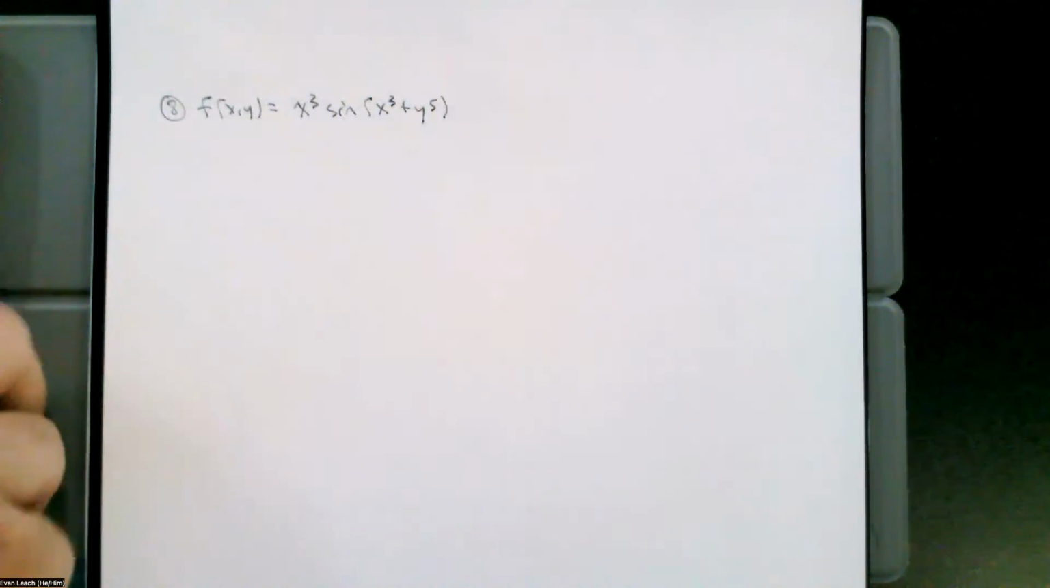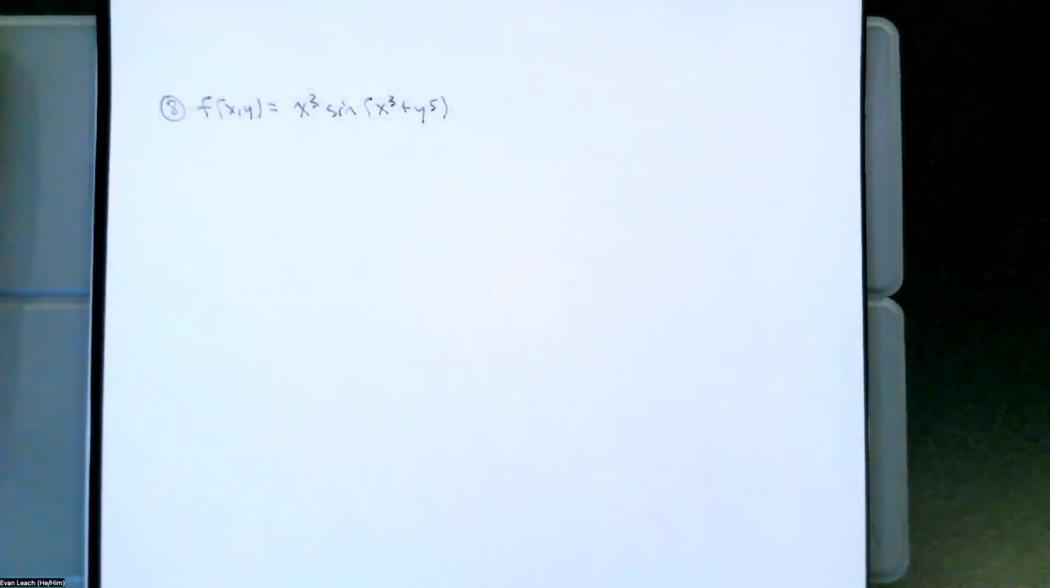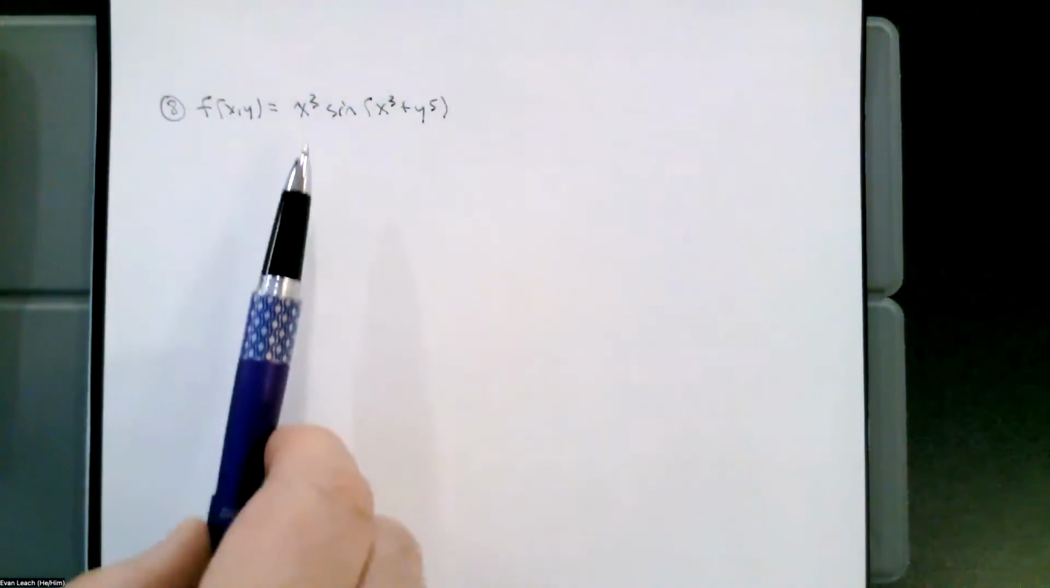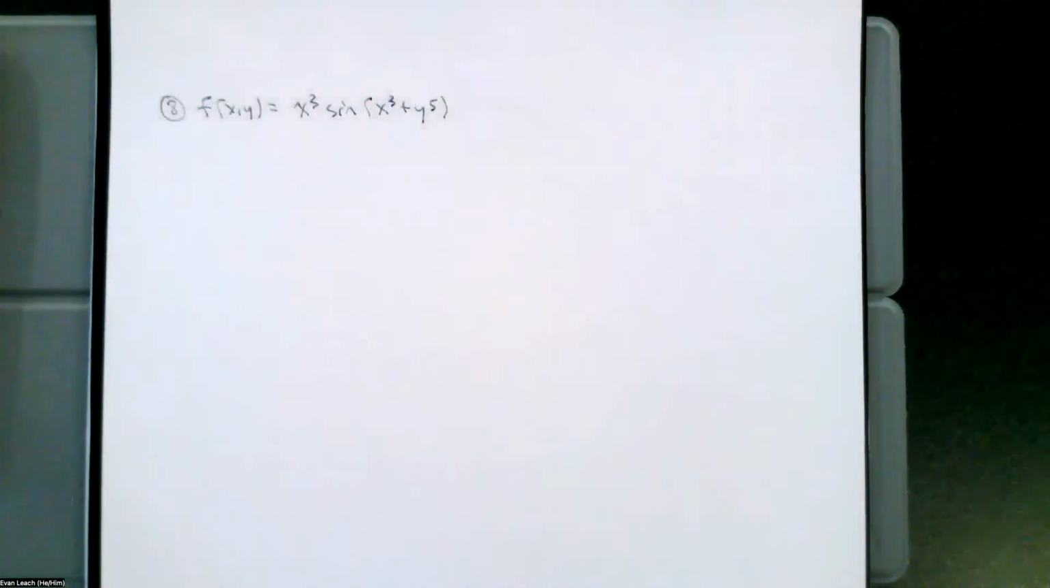Anyway, so this one has a different read on it because x cubed, or the x specifically, appears in two places. There's an x cubed at the front, but there's also an x cubed in the sine. So what we have to notice here is that in the partial with respect to x, we're going to need to use the product rule. There's two instances of the x cubed.